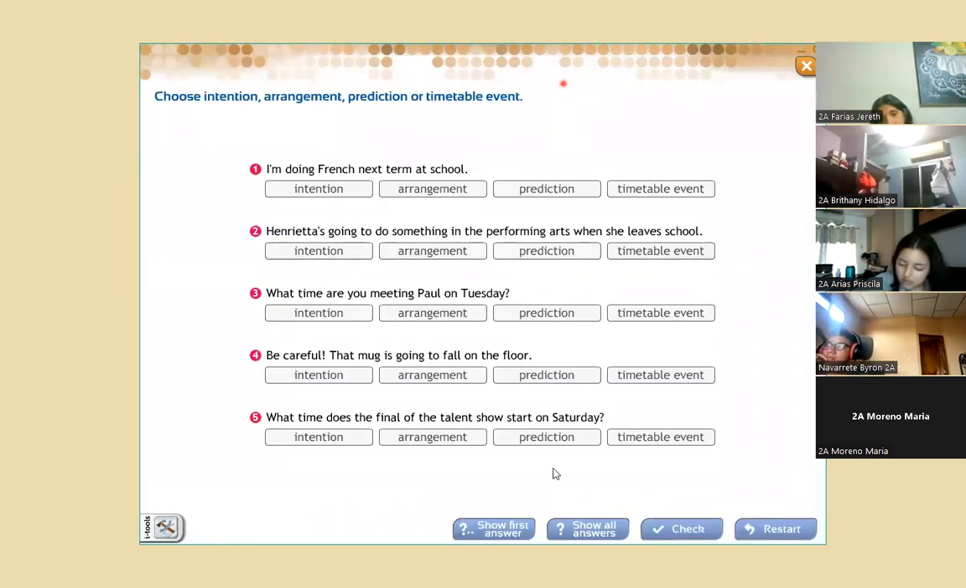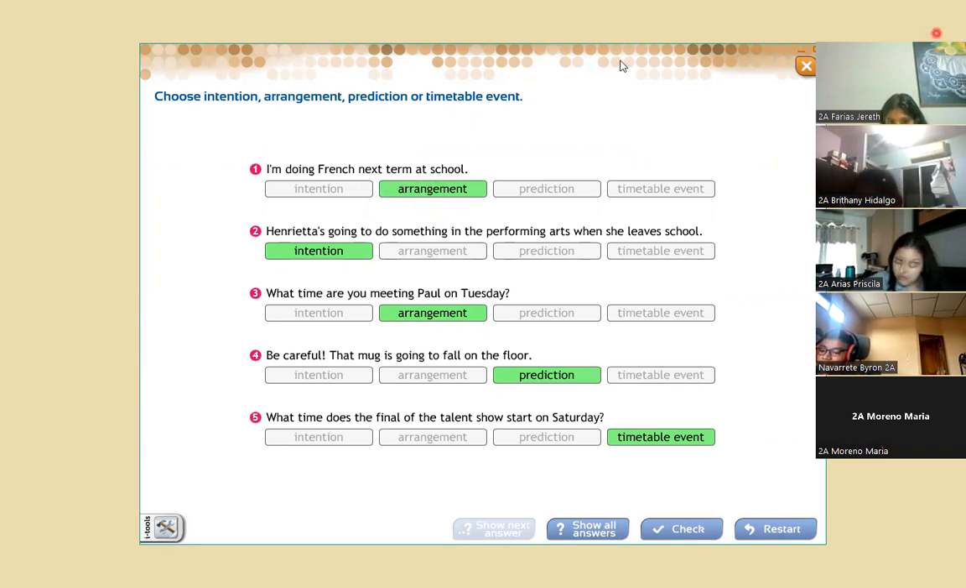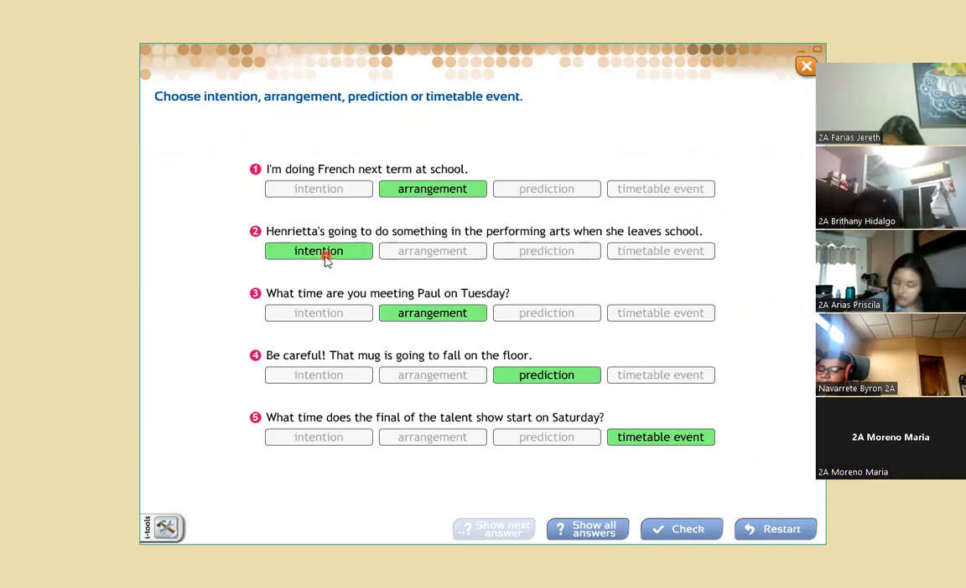We have some arrangements, intentions, predictions, and timetable events. I need you to pay attention to all of this. We have to identify an arrangement. What is an arrangement? When you pact something, when you are in agreement. What is an intention? When you pretend to do something. What is a prediction? When you are trying to work out the result of something. And what is a timetable event? When you have a schedule of something that you have.